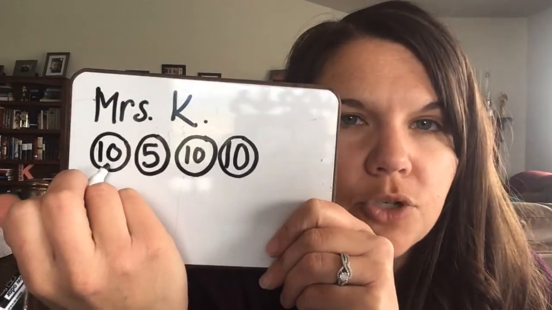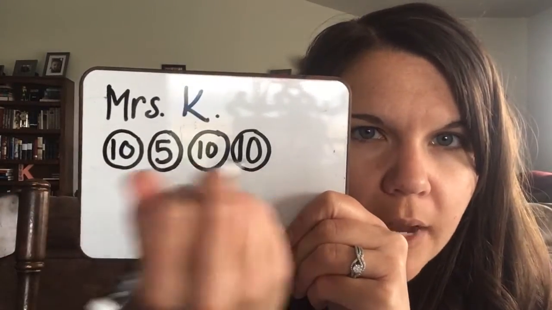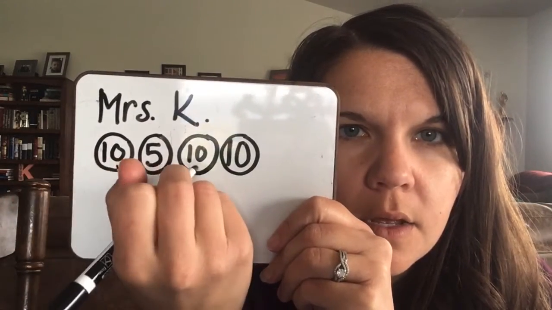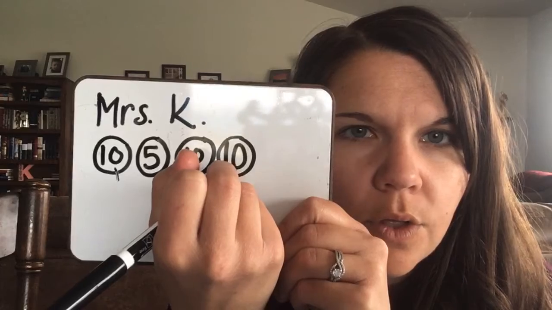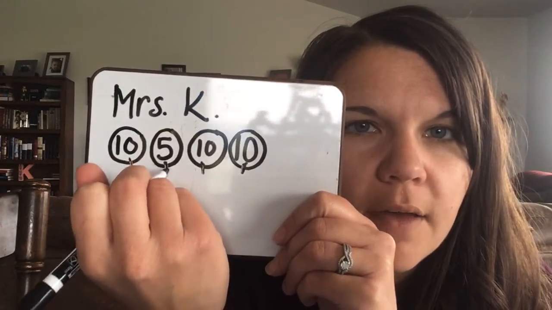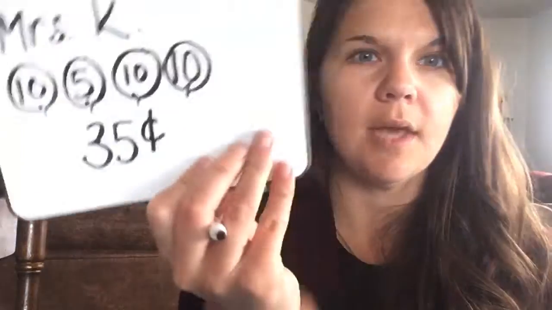Make sure you're keeping track because you don't want to just count left to right. You want to count the biggest first. So I'm going to count my 10s first. So I have 10, 20, 30, and then I'm going to count my 5s, 35. So my name is only worth 35 cents, okay?